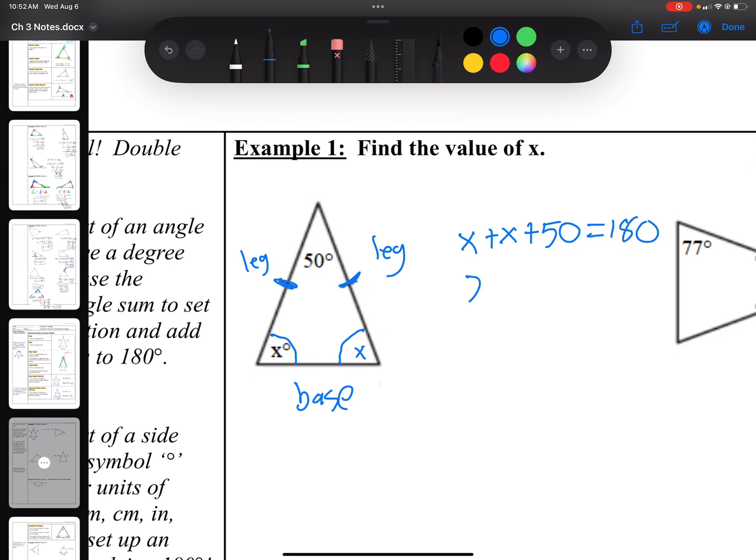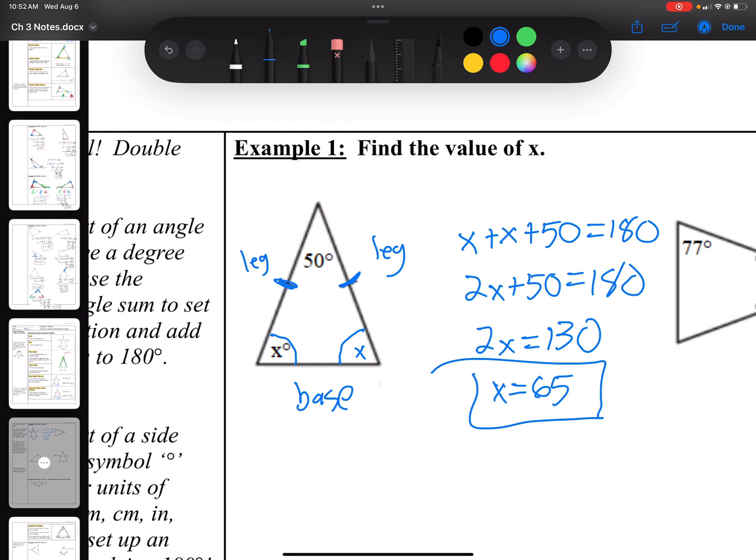So combine your like terms. I got 2X plus 50 equals 180. Subtract 50 from both sides. You get 2X equals 130. Divide both sides by 2. And you get X equals 65.